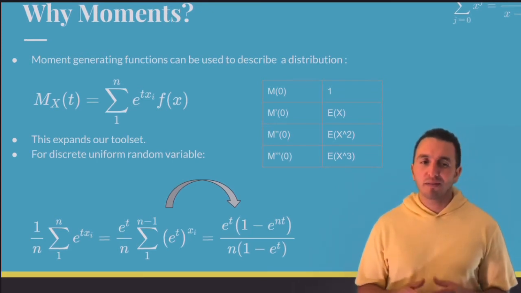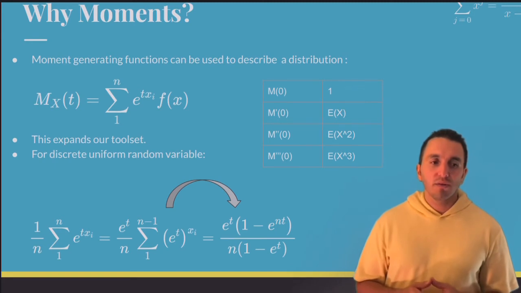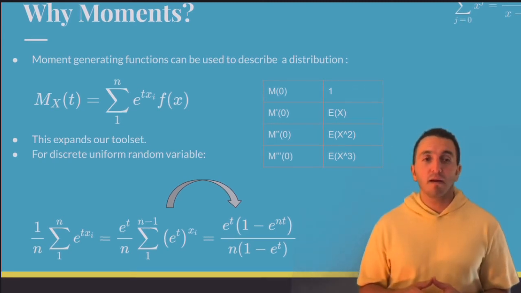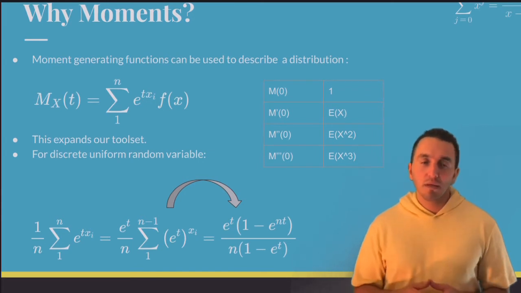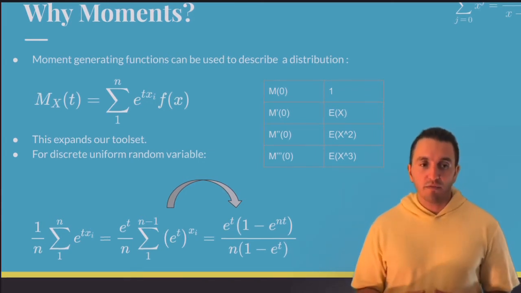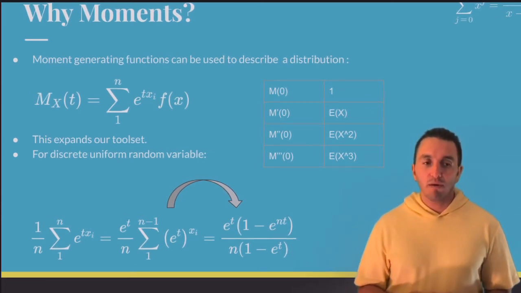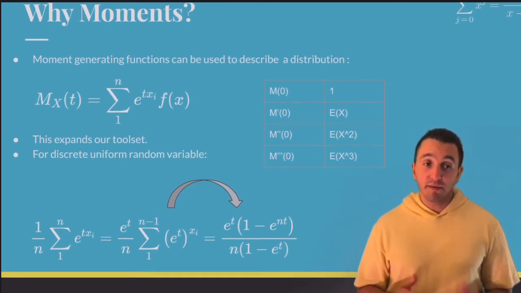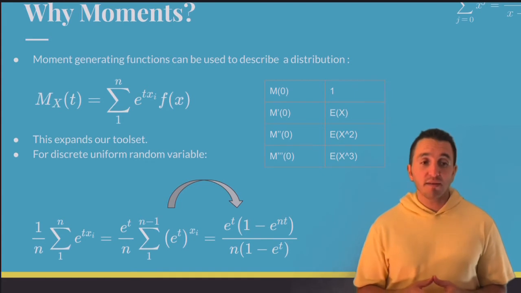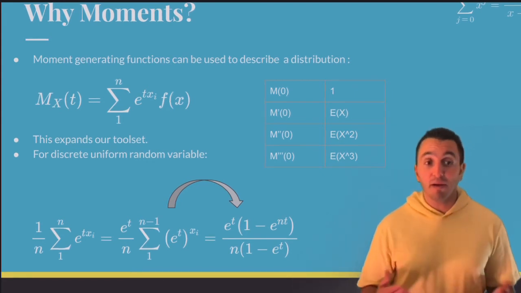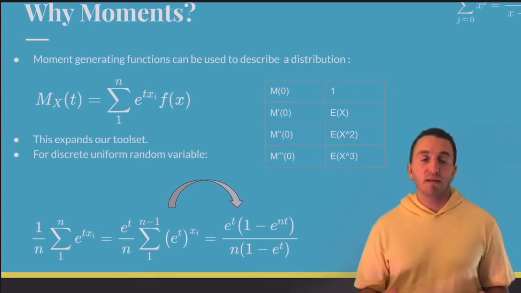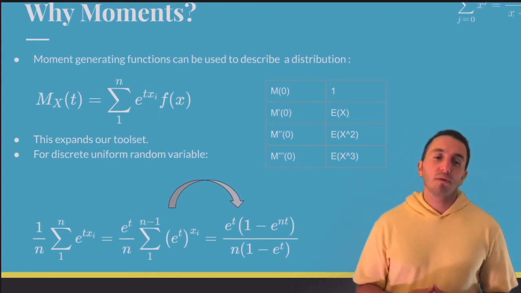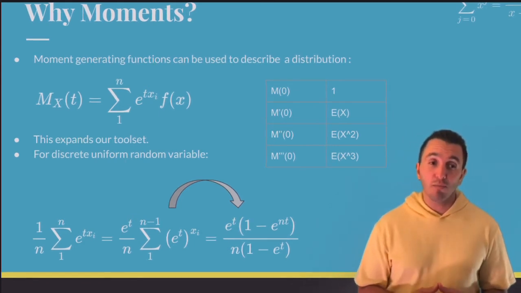You might notice it looks a little bit similar to the sum of a geometric sequence. So to make it the sum of a geometric sequence, we just pull out one of the e to the t's. So now we have e to the t xi from 1 to n minus 1. And that actually is a geometric sequence, so we can convert that to the geometric sum, and we have our moment generating function.